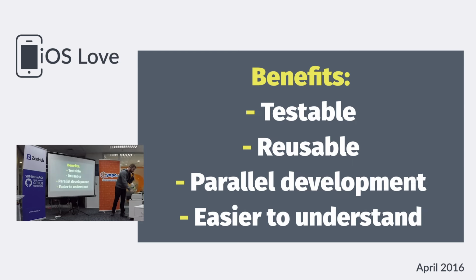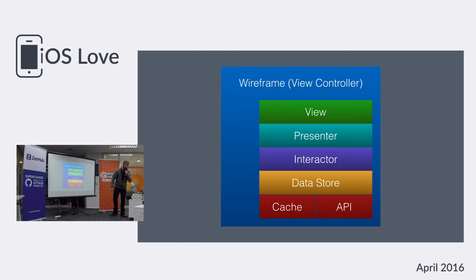So, testable. Each of these pieces can be tested separately and wholly. You don't need to just poke into the view controller and hope that something good happens and that you can test it. Reusable. Smaller objects, more likely to be useful elsewhere.